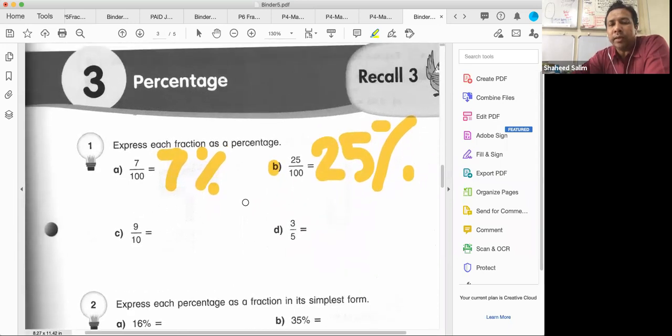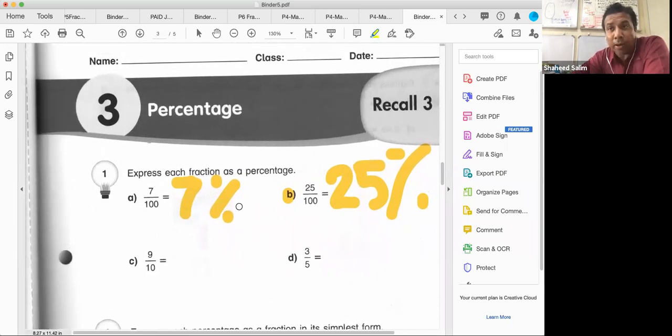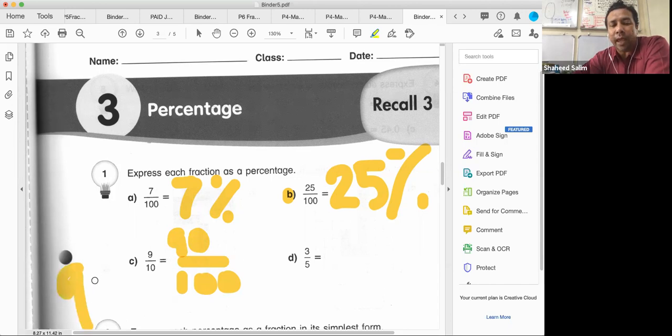Down here now, there are a few ways of finding out the percentage. One is to get 90%. We times this by 10, we times this by 10, you get 90 over 100. Once you get 90 over 100, it means 90%. Why 90%? Because what is percentage? Percentage is a fraction with denominator 100. So this is 90%.